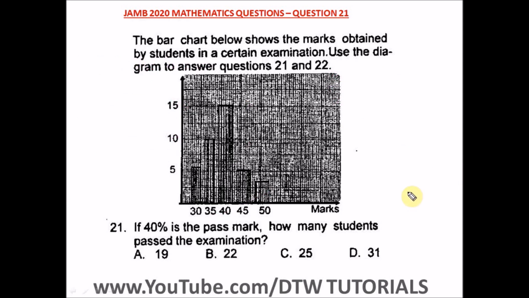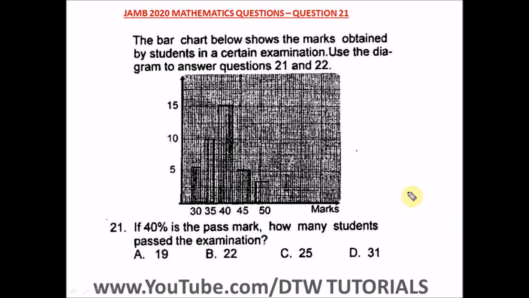Now, question number 21 of the Jamb 2020 past question. There's nothing much here to solve, rather we need to have our eyes wide open. They said the bar chart below shows the marks obtained by students in a certain examination. Use the diagram to answer questions 21 and 22.